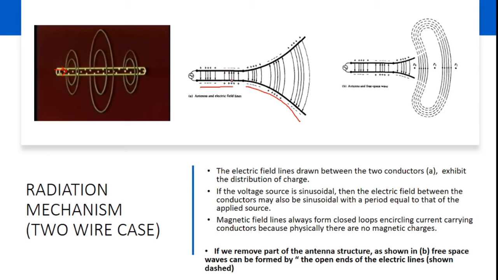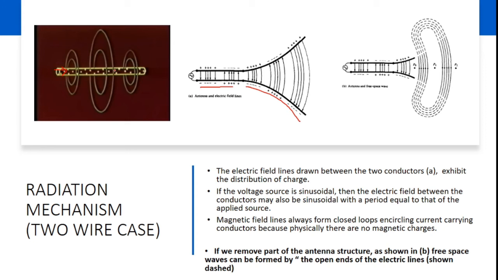Now as per Maxwell's theory, a time varying electric field always creates a magnetic field, and a time varying magnetic field creates an electric field. That is the concept that we are going to use here. So when this charge is time varying in nature, that automatically creates magnetic lines of force around these electric lines.